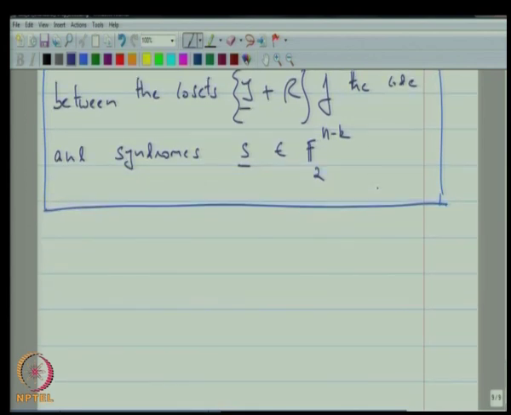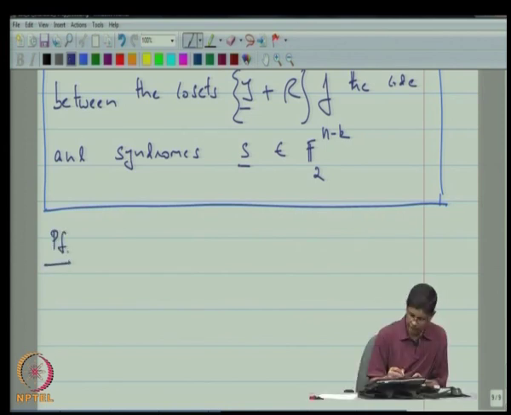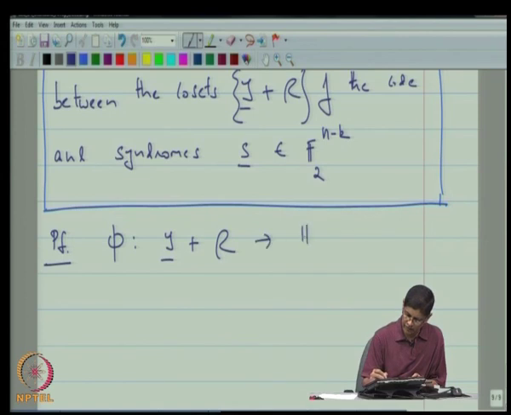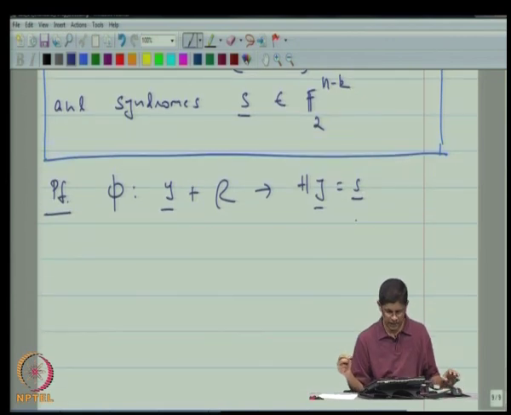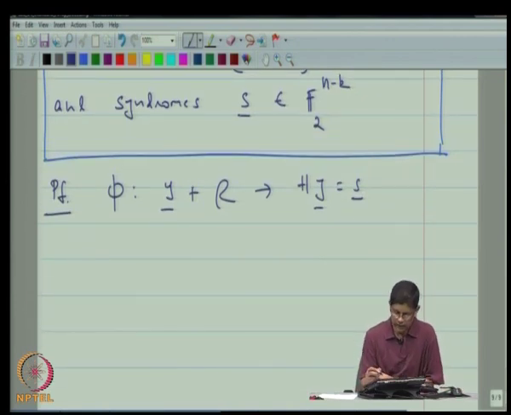So, proof. First of all, what is the map? We introduce a map which takes the coset y plus c and maps it to Hy, which is the syndrome. And in mathematics, whenever you encounter situations like this, the first thing you have to check is that this map is in fact well defined. So, what does it mean to say it is well defined?